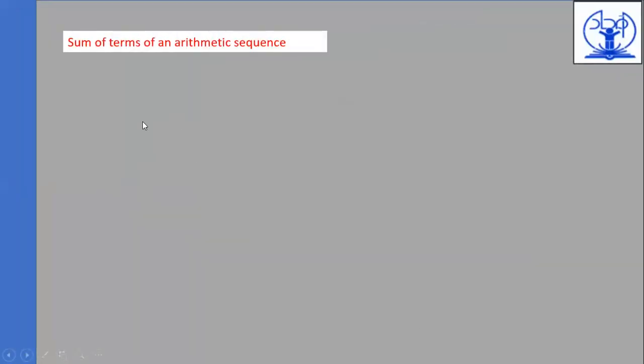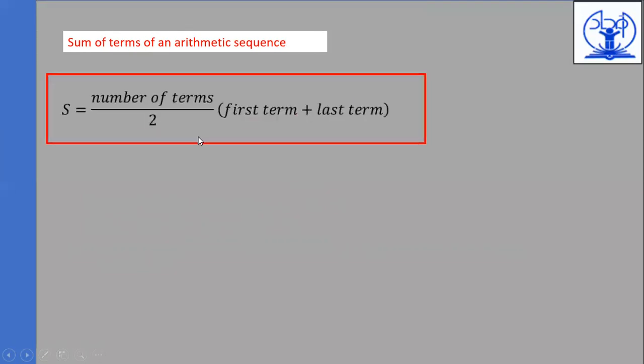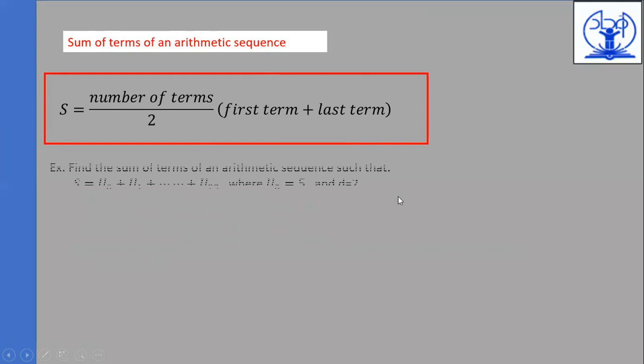Now, what about the sum of terms of an arithmetic sequence? If you have an arithmetic sequence, let us consider, let's say, the first 20 terms of an arithmetic sequence. Is there any rule that you can use to find their sum directly without adding them individually? For sure, yes, and you have studied this last year. To find the sum of terms of an arithmetic sequence, it's enough to take the number of terms over 2 times the first term plus the last term.